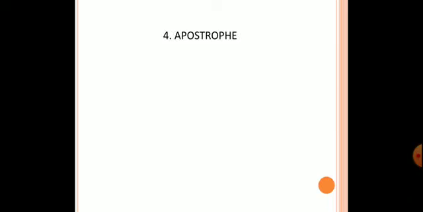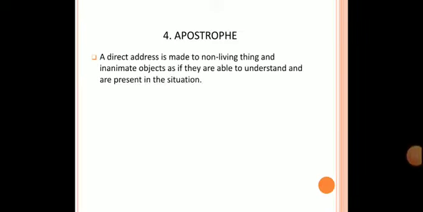The fourth one is apostrophe, meaning a direct address is made to non-living things and inanimate objects as if they are able to understand and are present in the situation. Over here, the poet is directly addressing a non-living thing. This is known as apostrophe.